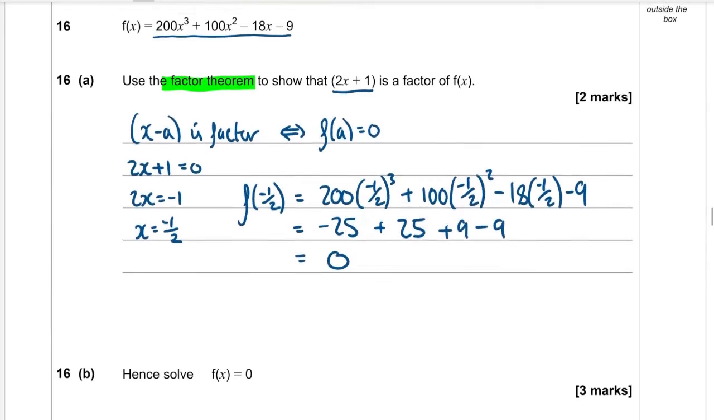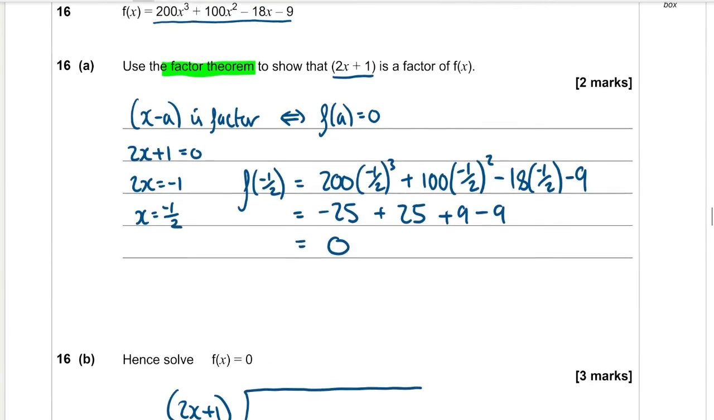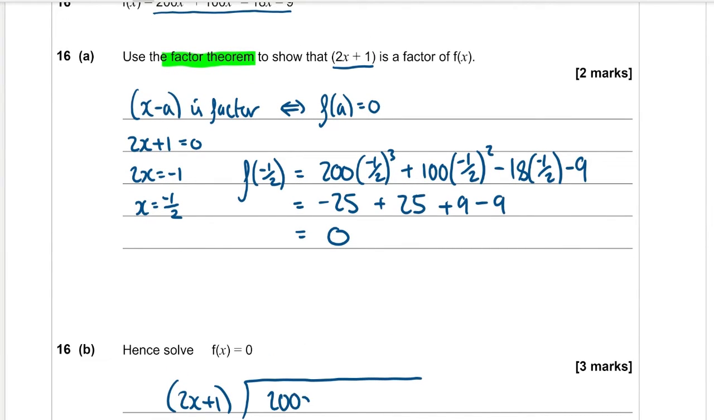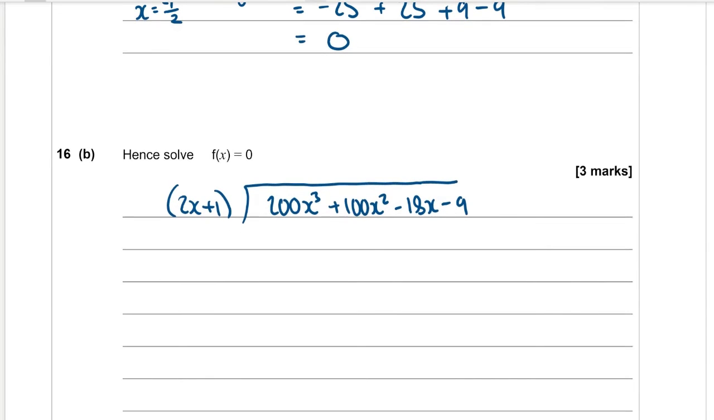It then says hence solve. So once you know one factor, it means you can divide algebraically. So I'm going to write my factor there, and I'm going to write my polynomial, which is 200x cubed plus 100x squared minus 18x minus 9. That's correct, right there. Okay, it's all about the lead terms. So 2x, and in this case, 200x cubed. So how many times does 2x go into 200x cubed? Well, it goes in 100x squared times.